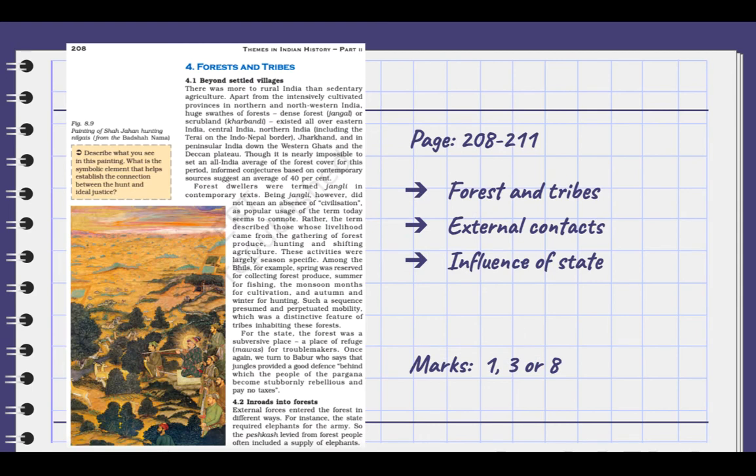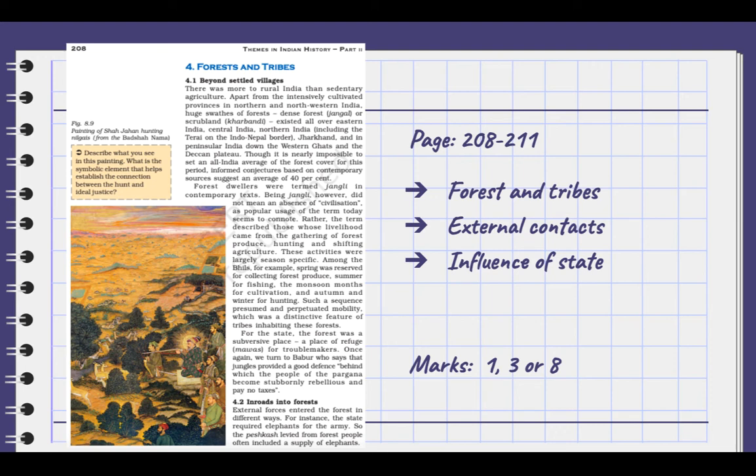Page 208 to 211, quite a detailed discussion on forests and the tribes living there, and the kind of agriculture that they practiced, hunting, and other sources of livelihood. There's also discussion on external contacts with the villagers and also the effort of the state to make inroads into the rural areas. So how all of this was done is part of this section.